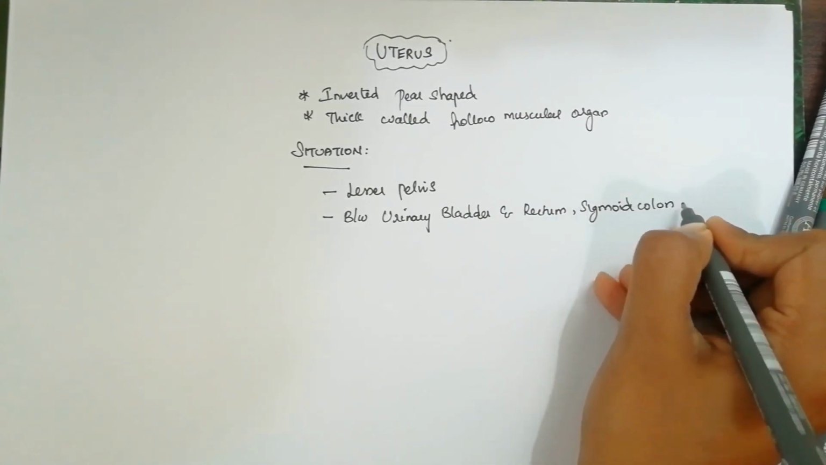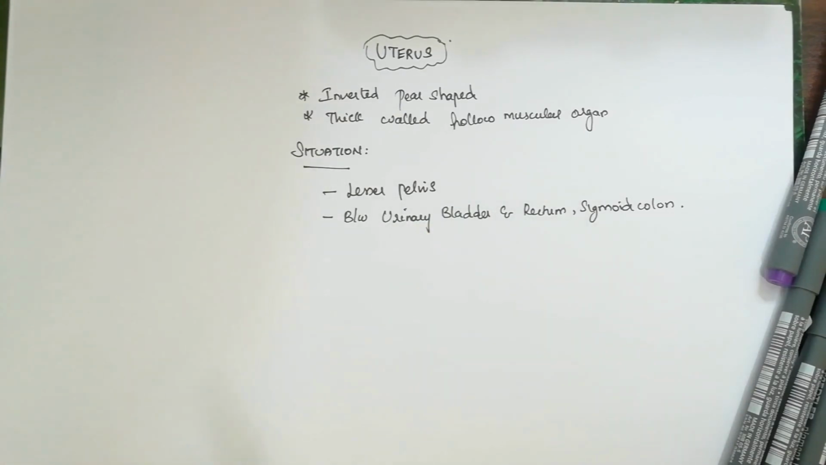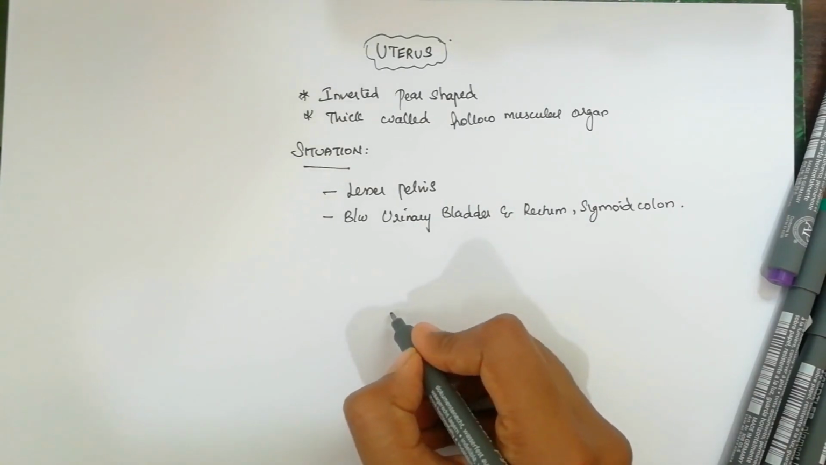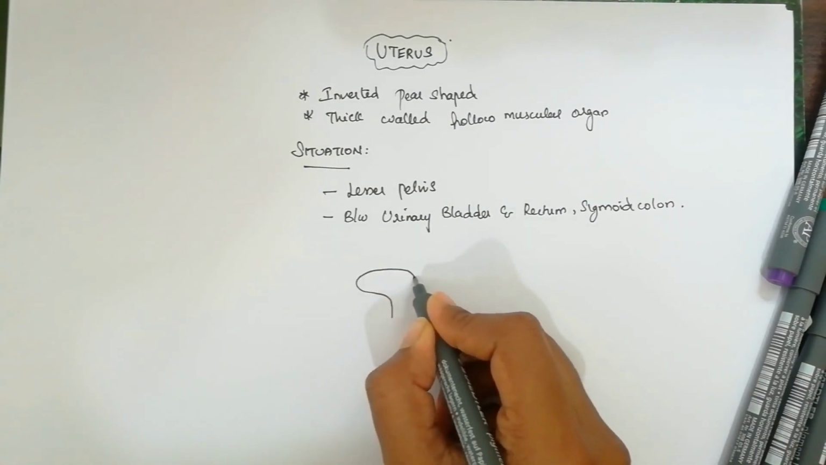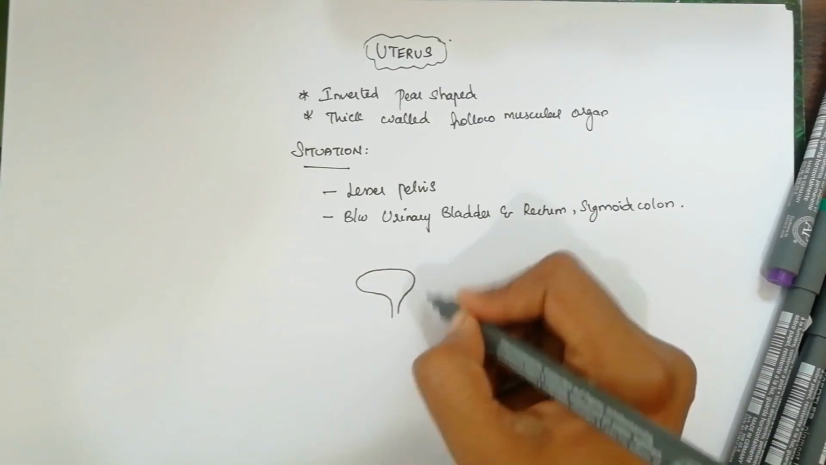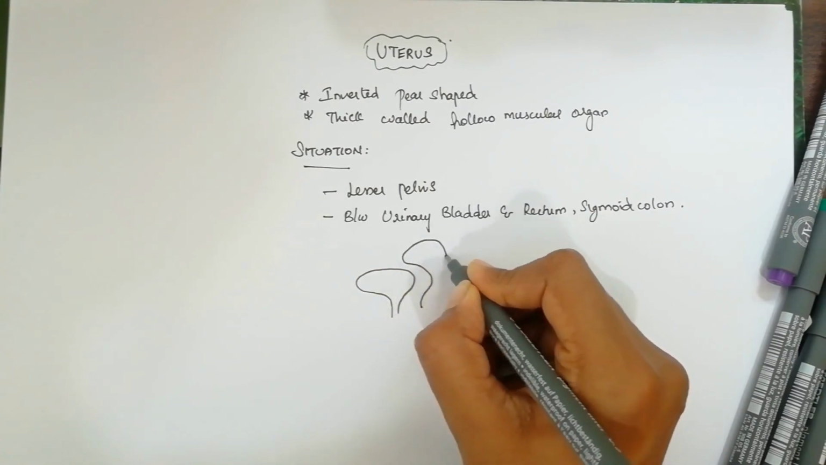That is, in the pelvic region we have anteriorly the urinary bladder, and posteriorly the rectum and sigmoid colon. So I will show you a cross section, that is a sagittal section. In the sagittal section, we have anteriorly the urinary bladder, half part you are seeing, and then we have our uterus placed.